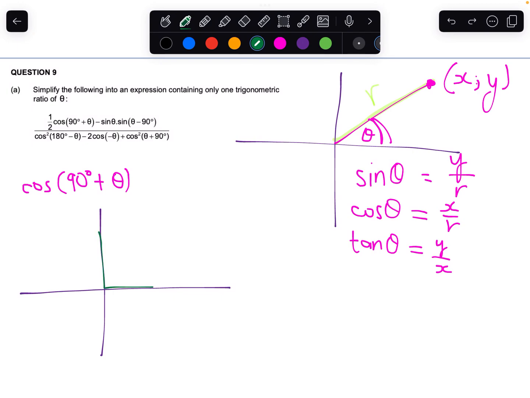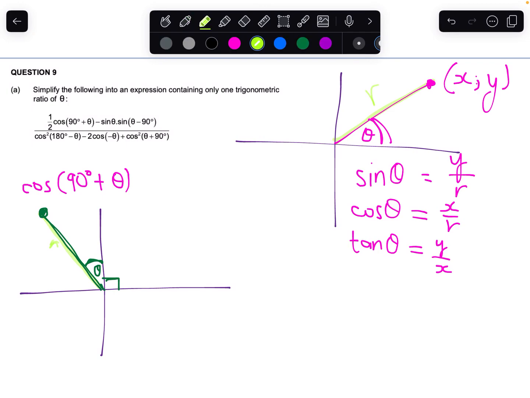It will be 90 plus theta, right? So this bit here will be theta, this bit is 90. So this whole angle here will be 90 plus theta. And if we assume that this arm is also length r, what are the coordinates of this point over here?